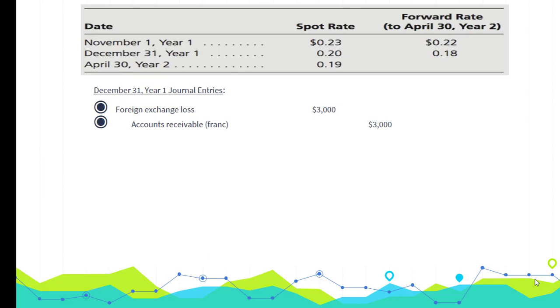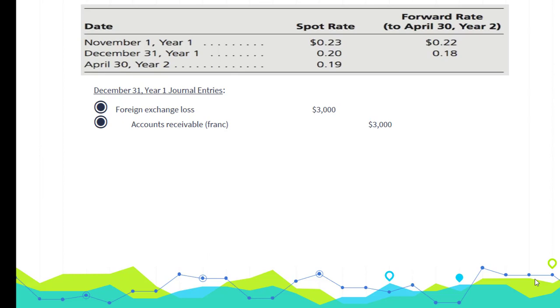Whereas on November 1, it took 23 cents to buy 1 franc. As of December 31st, it only takes 20 cents to buy 1 franc. So the US dollar has become more valuable vis-a-vis the franc. Conversely, the franc has depreciated in value against the US dollar.